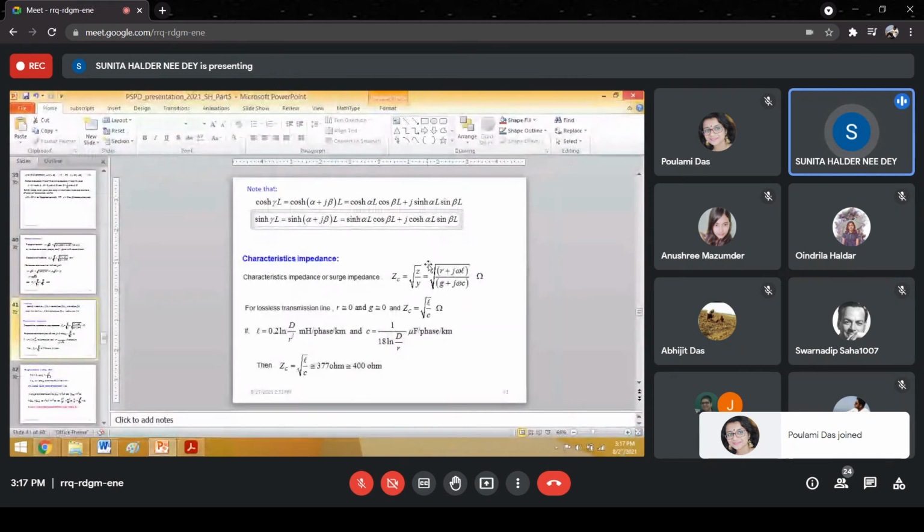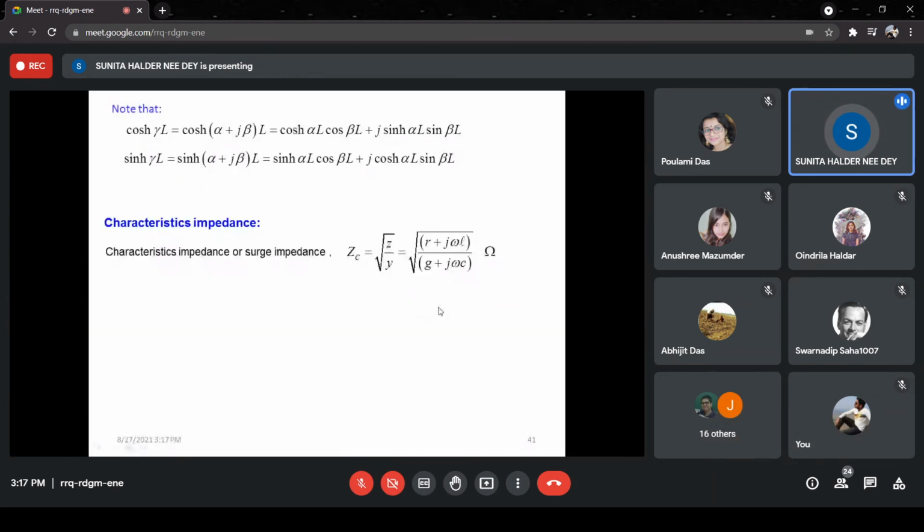Now, what is characteristic impedance? Characteristic impedance, as I have already told, Zc, is called characteristic impedance or surge impedance. It is root over Z by Y. So, for a lossless line, Zc is equal to this.